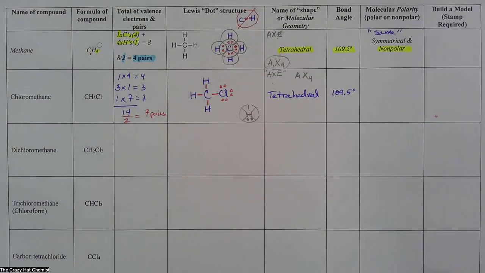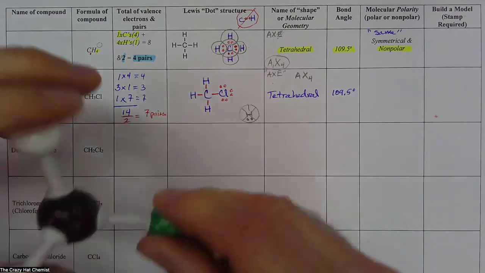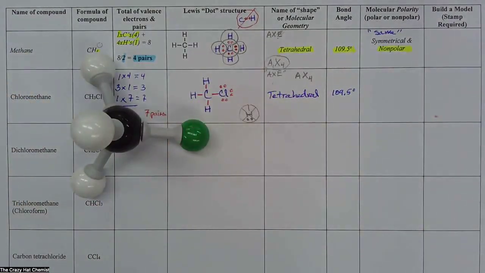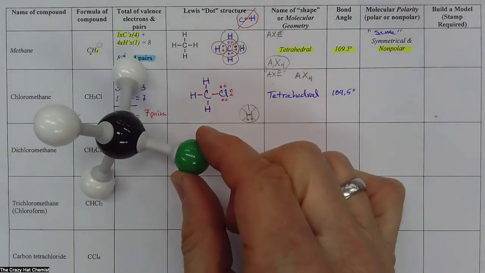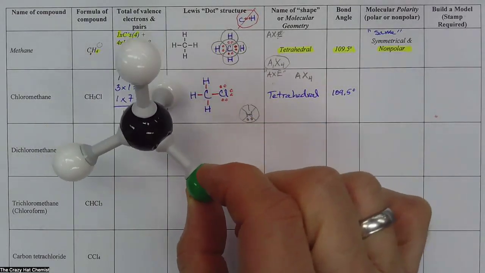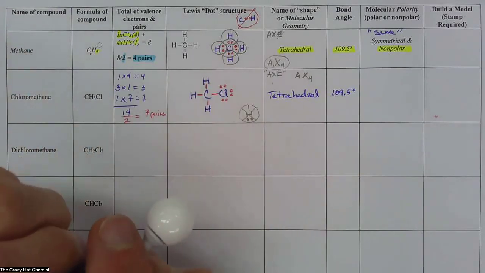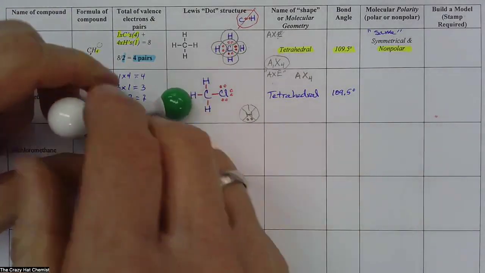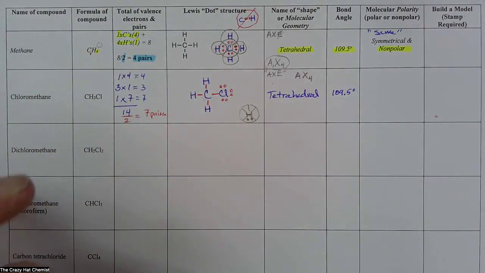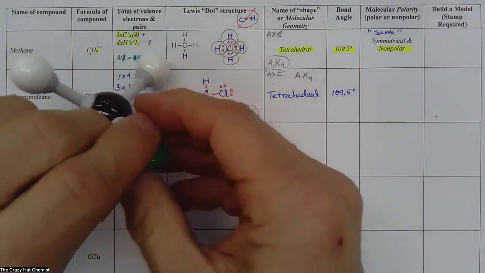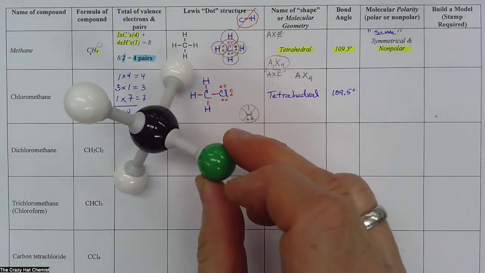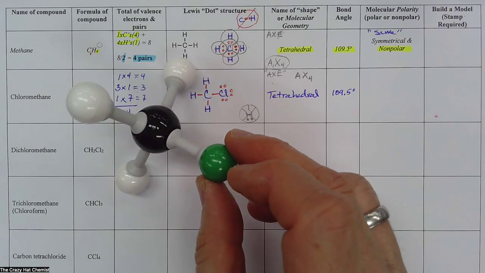So it has three hydrogens and then a chlorine. So hopefully you can see that this represents that chloromethane. And I'll just show you that here. It should have bond angles just like the methane molecule. Those bond angles are 109.5. So here is that chloromethane molecule.